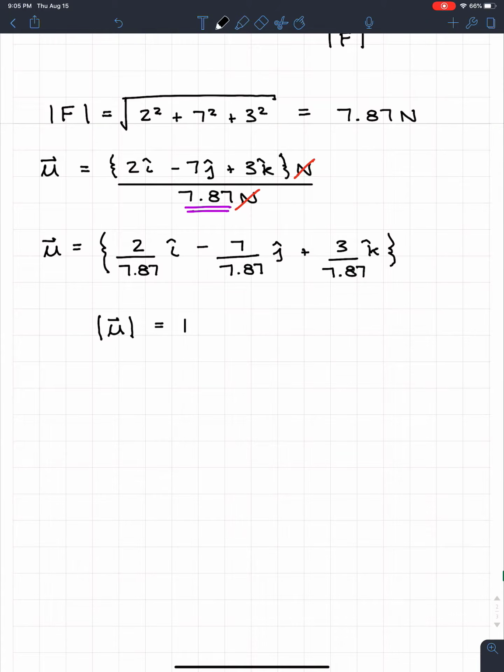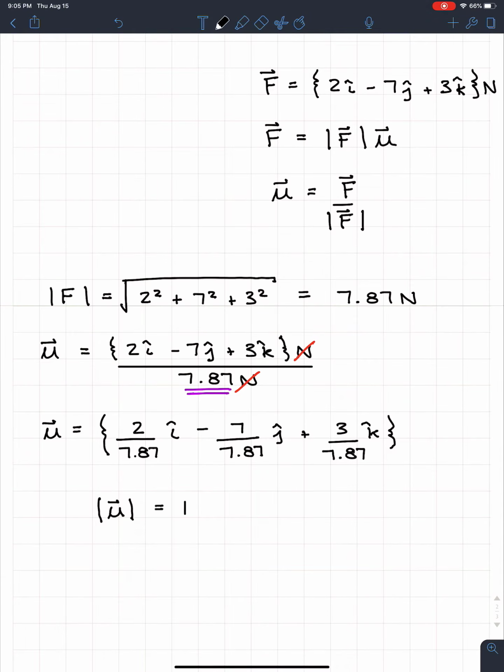So if I were to square all these numbers, add them together, and then square root it, finding the magnitude like we did above, you'll get the magnitude as 1. That's a very important fact of the unit vector. So that's how we find the unit vector of a force vector.